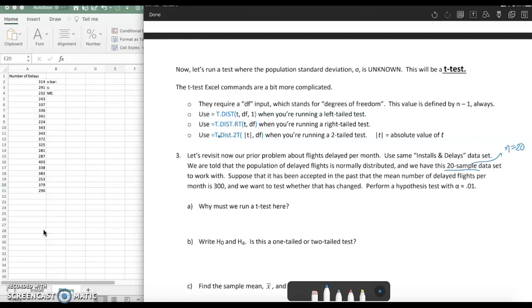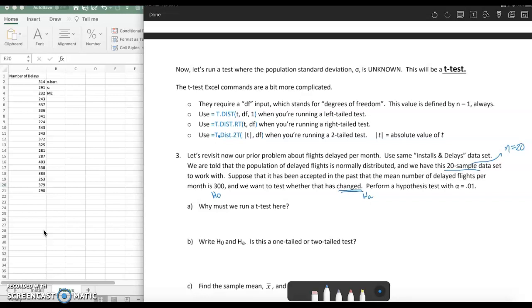It says that it has been accepted in the past that the mean number of delayed flights per month is 300. So that's going to lead us to our null hypothesis. This is what we've been told that it has been in the past. But we want to test whether that has changed. So that's going to lead us to our alternate. And we're going to perform this hypothesis test this time with an alpha value of 0.01.